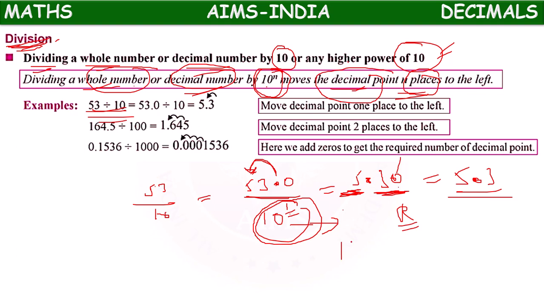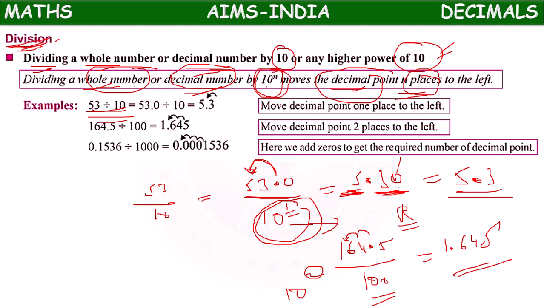Next we have 164.5 by 100. Because we have 100 here, 100 means 10 square. So in the power we have 2. So decimal point will move 2 places towards left and it will become 1.645.